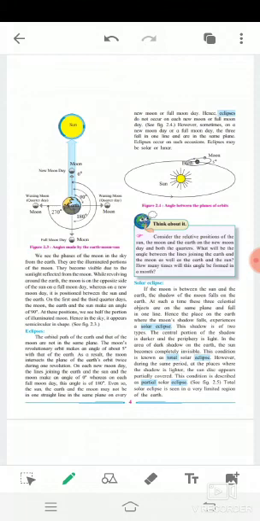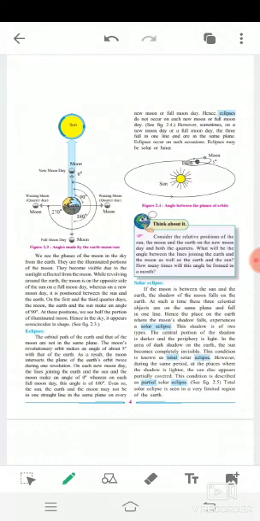The orbital path of the earth and that of the moon are not in the same plane. The moon's revolutionary orbit makes an angle of about 5 degrees with that of the earth. As a result, the moon intersects the plane of the earth's orbit twice during one revolution.